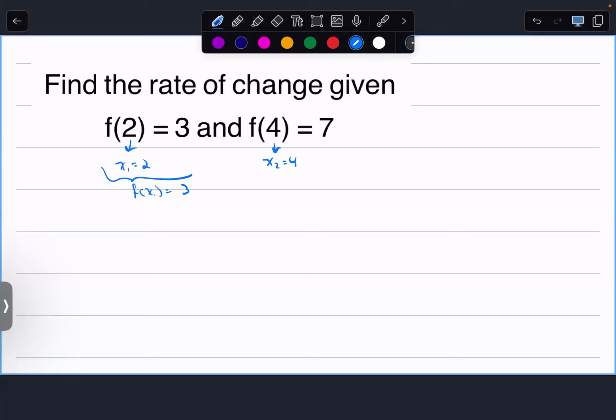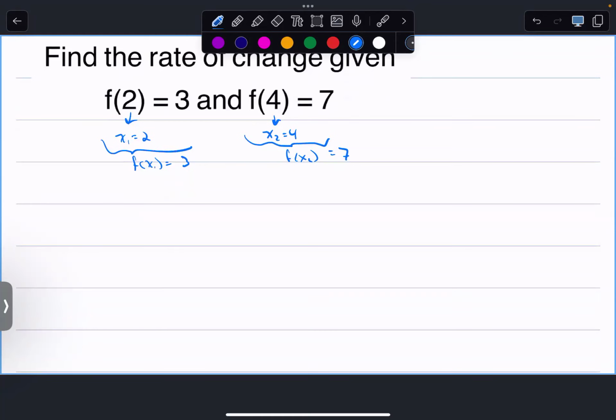X2 is equal to 4, right? And f of x2 must be 7. Should we try it without sketching it, and then we can sketch it to check? Let's do that. Because I anticipate on the test, you just do the calculation, but it's nice to be able to check your work.